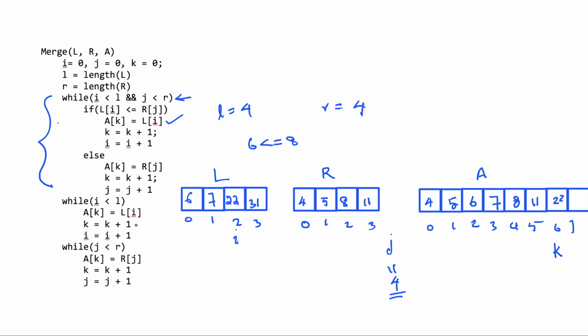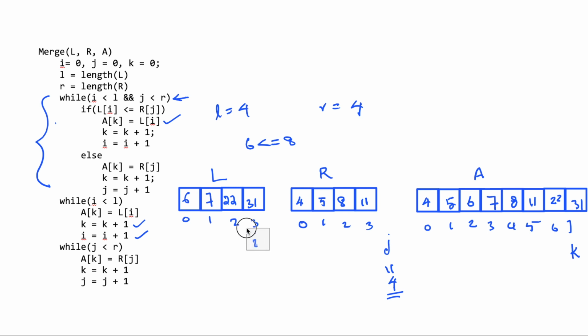At the same time I need to increase the value of k as well as i. So i is incremented. Similarly k is incremented. Now again I am checking whether the value of i is less than 4. Here i is 3, which is less than 4. So I will be copying 31 also into the last position of the final array. So I will get the number 31 over here. Now I will increment the value of i as well as k.